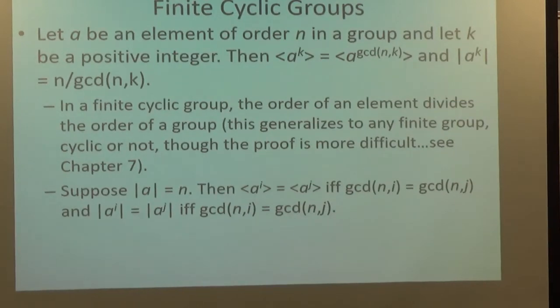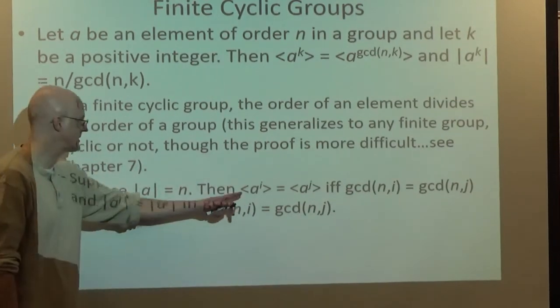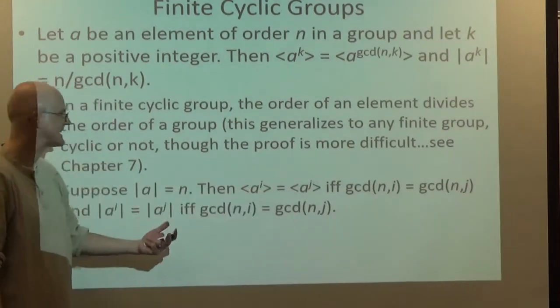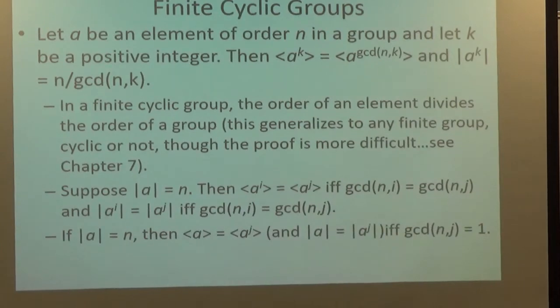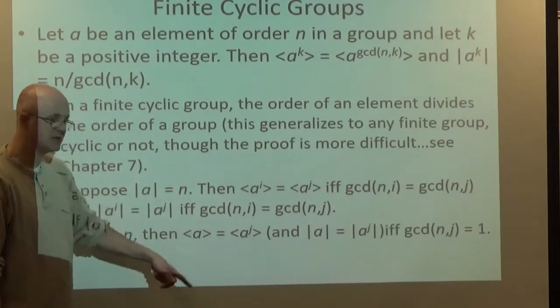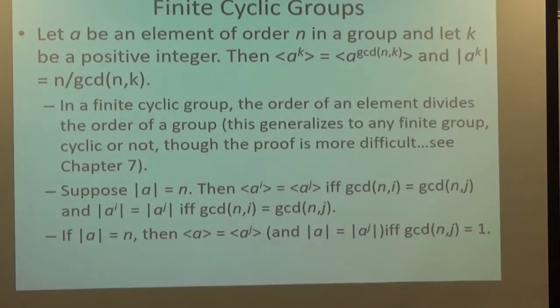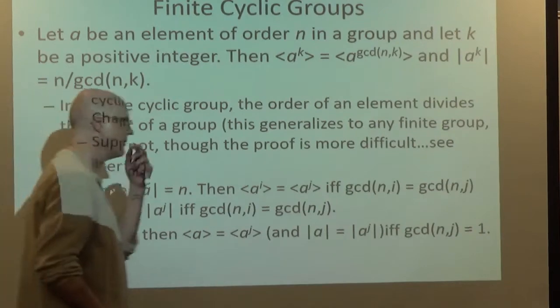Suppose the order of a is n. Then the cyclic subgroups generated by a to the i and a to the j are the same if and only if the GCD of those exponents with n is the same. And also, a to the j is going to be a generator of the cyclic subgroup generated by a if and only if the GCD of n and j is 1, if and only if they're relatively prime. I'll let you write that down if you want.